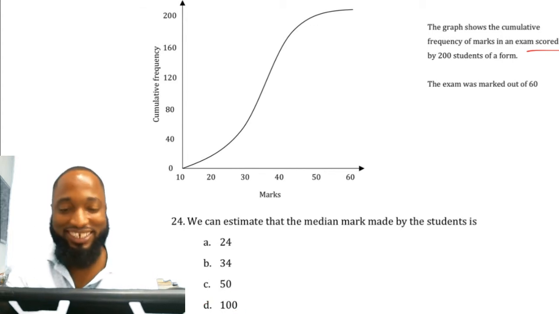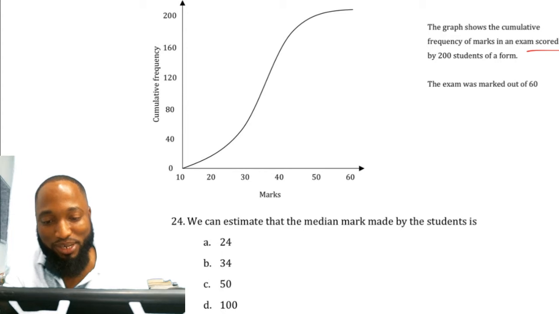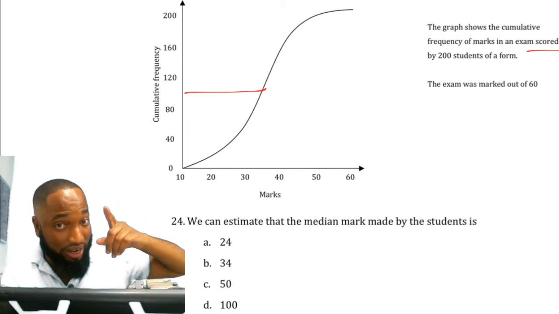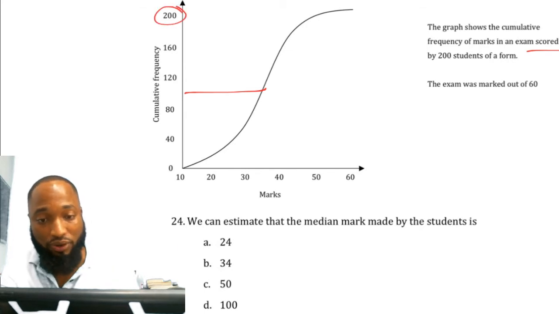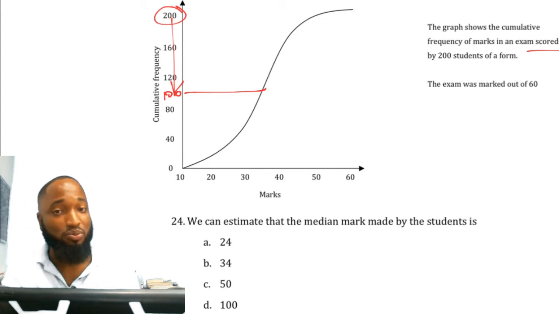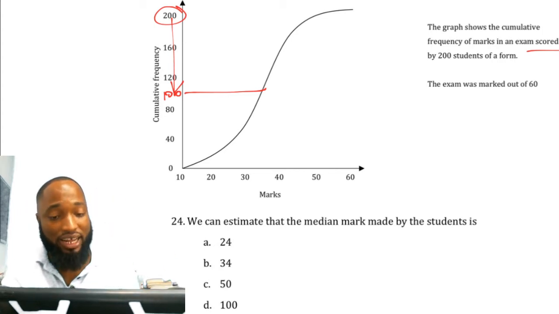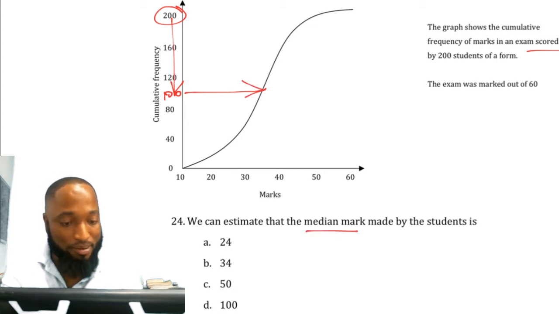You see 100? That's not the median. 100 is where the median occurs. Correct, because you use the cumulative frequency 200 and you come down to the middle number, 100. Excellent work, my friends. But don't go and put 100. That's not the final answer. You need to draw across, because they're asking you the median mark.